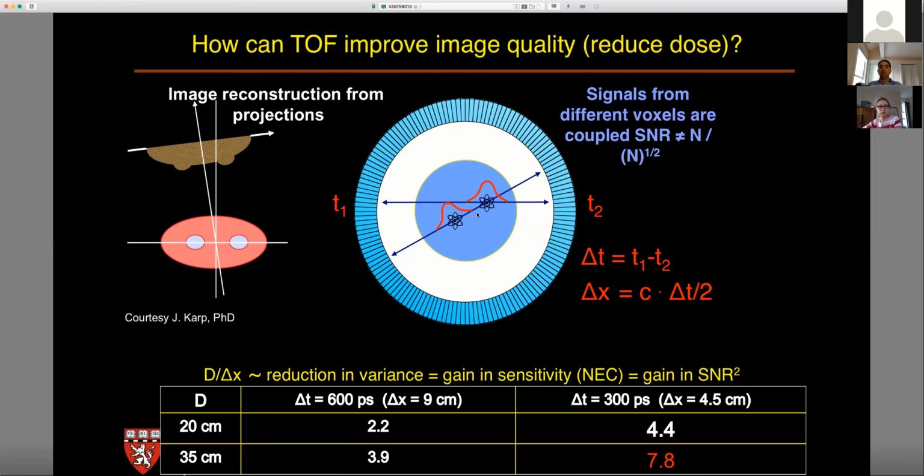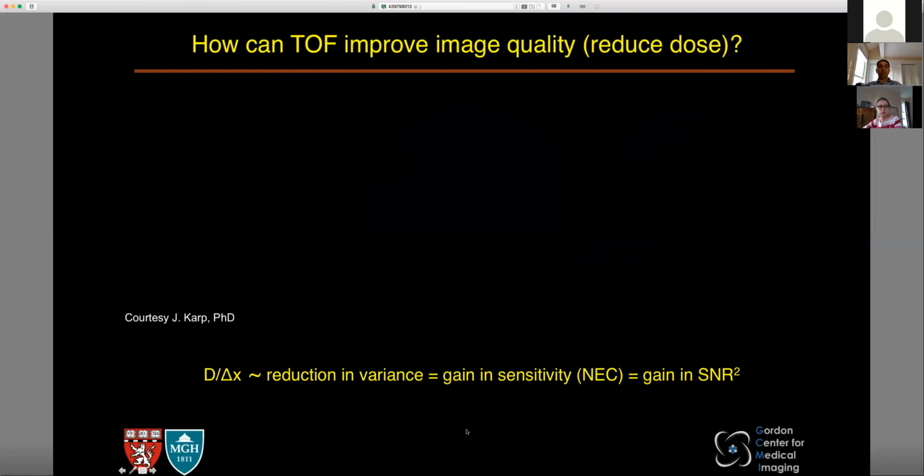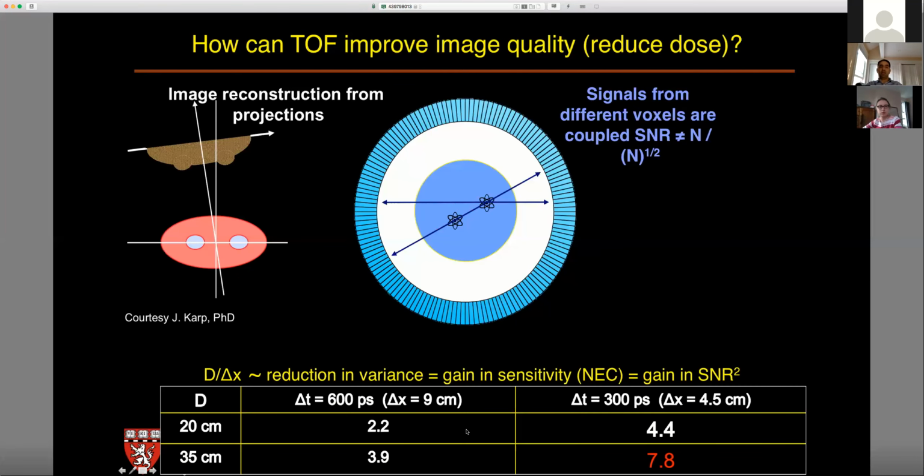So in numbers, if I go from 600 picosecond to 300 picosecond, I can improve my signal resolution by a factor of 2. If I go from a patient that is 20 to a patient that is 40, I can improve almost by 2. So that's a very good sign. That means that as I get better timing resolution, I will get better image quality. And as I get faster timing resolution, I can also get an improvement for larger patients.